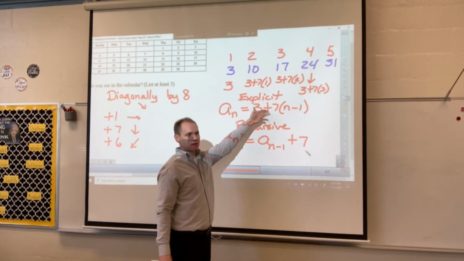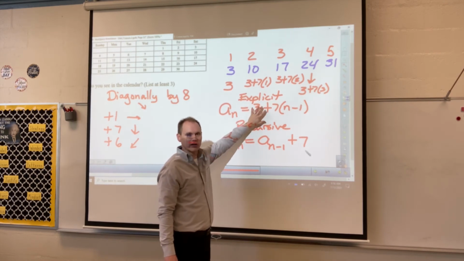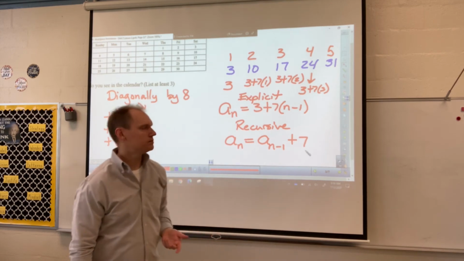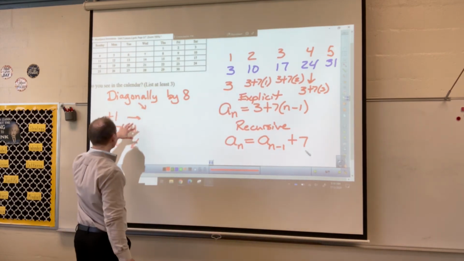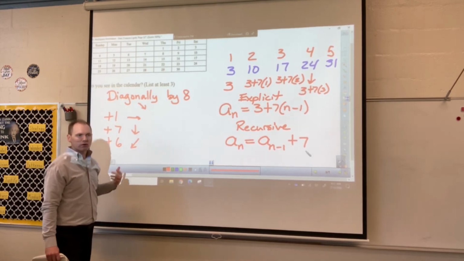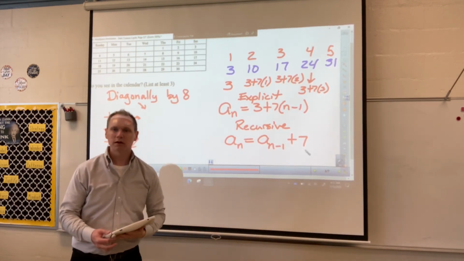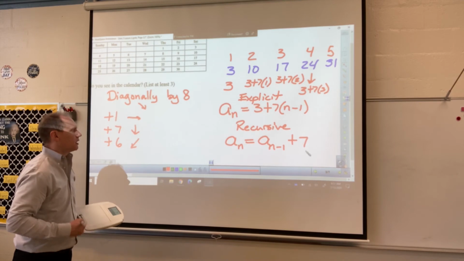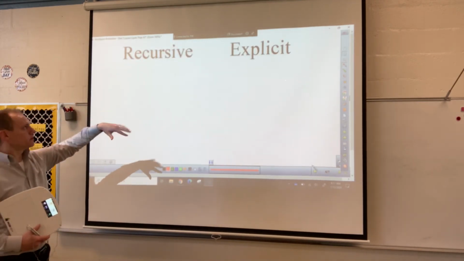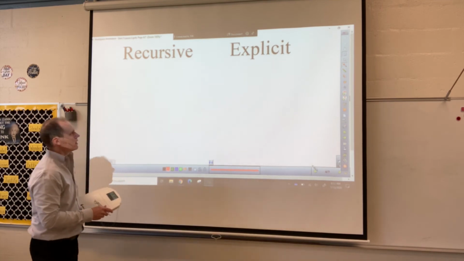Now, if I was trying to get to the 75th term, I would try to come up with a formula and then put in 75 for n. And we could do this for the plus 1, we could do it for the plus 6, we could do it for any of these patterns that we're seeing, right? And so this is the idea of these two. So recursive and explicit, those two forms.